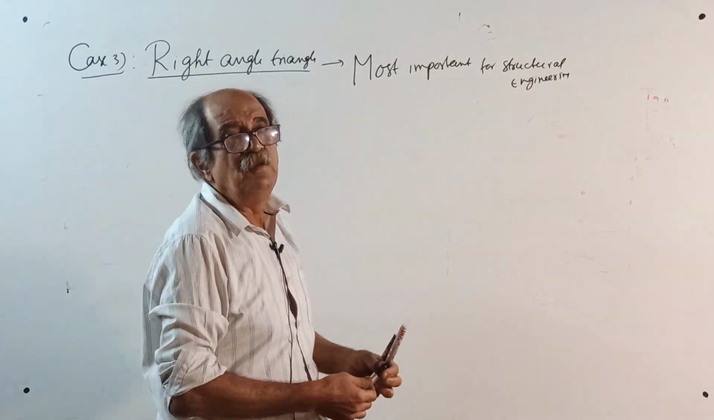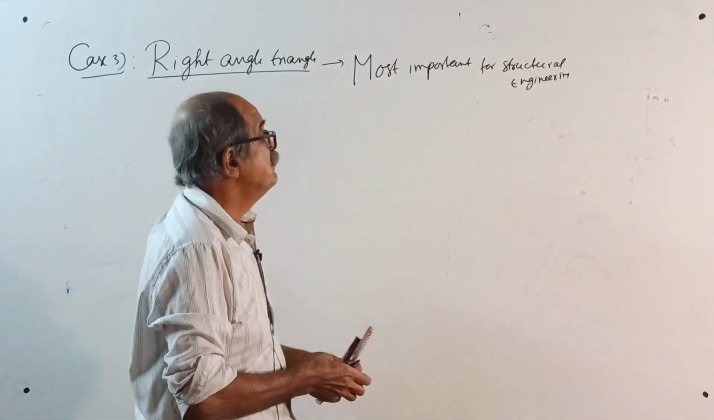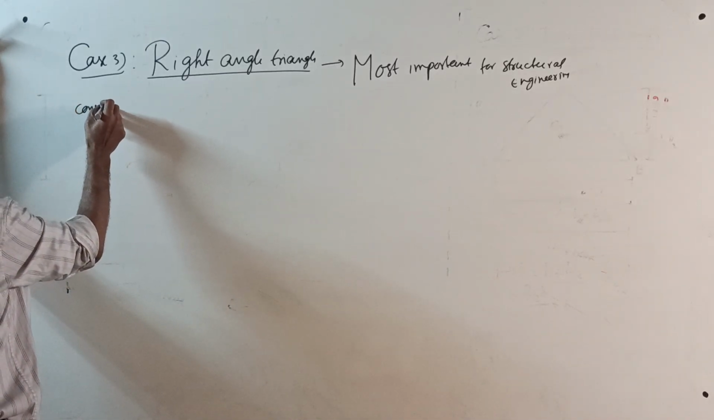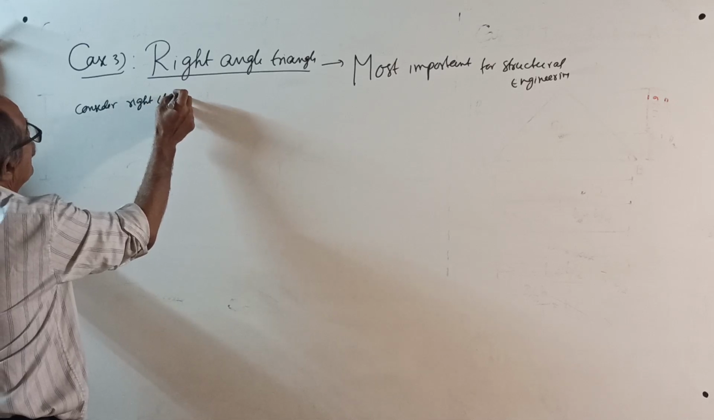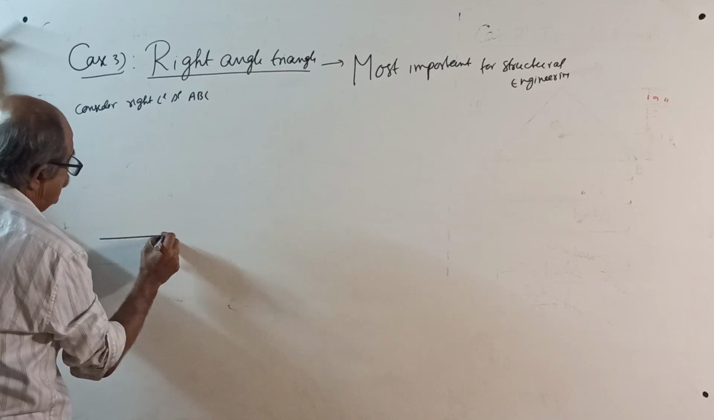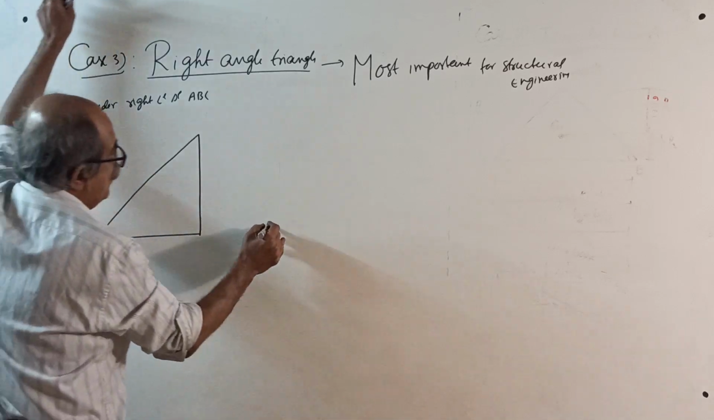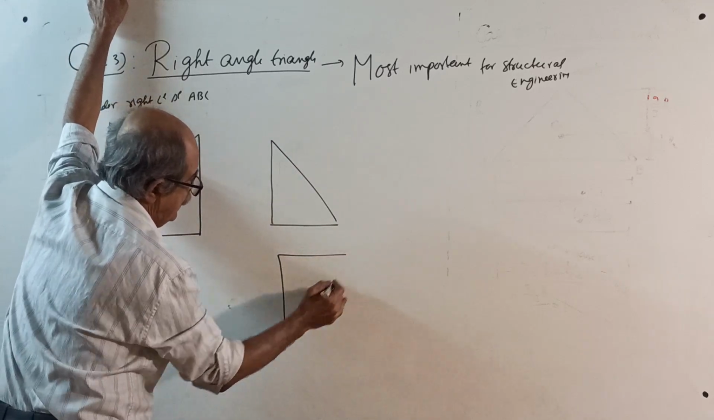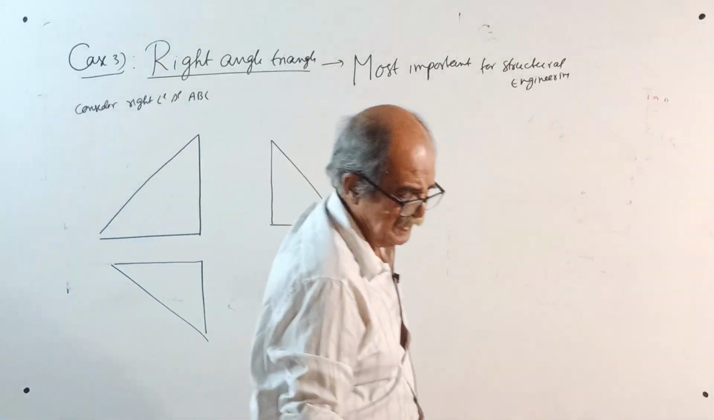Okay, now I will not call base and height now. What I will do is I will put a right angle triangle randomly. See, consider a right angle triangle ABC. See, you can take either this way, or this way, or this way, or this way. One of the ways you take it. That all we'll discuss later.